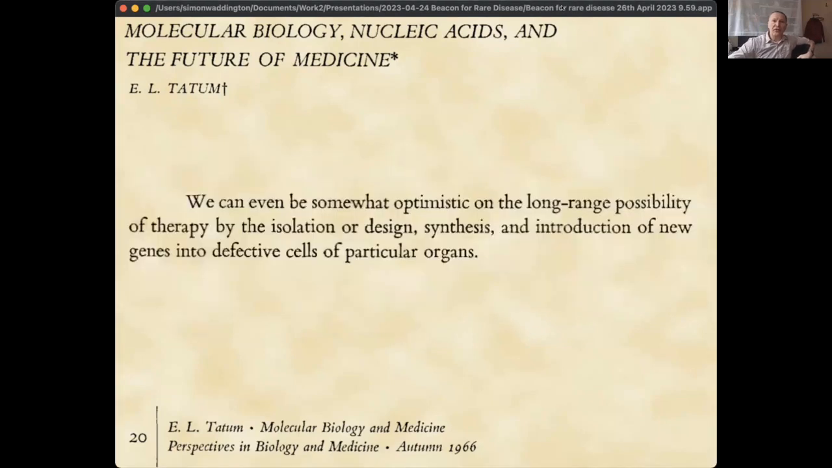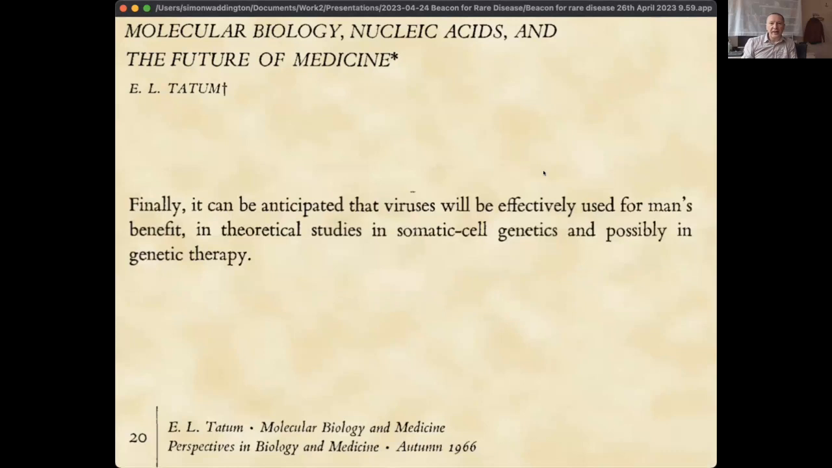Then he went on to say that we can even be somewhat optimistic on the long-range possibility of therapy by isolation or design, synthesis and introduction of new genes into defective cells of particular organs. And then he said, finally, it can be anticipated that viruses will be effectively used for man's benefit in theoretical studies, in somatic cell genetics, and possibly in genetic therapy. And this was four years before even the first understanding of molecular biology. So even back in the mid-1960s, people were aware that this was a possibility.